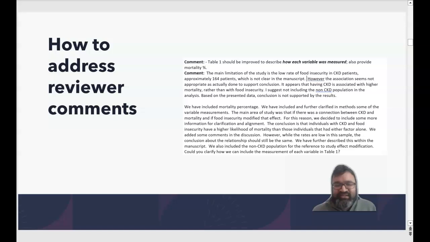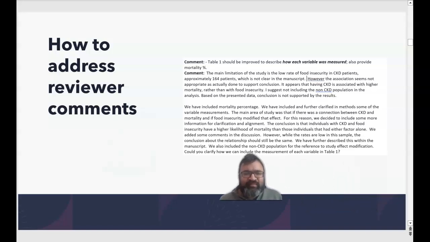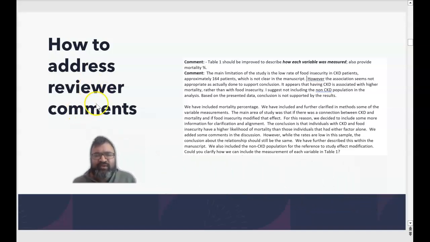So we're going to switch gears here to talking about how to address reviewer comments. So this is actually a reviewer comment that I was working on just last night. So this is fresh in my memory about what I did. And this was looking at understanding food insecurity, CKD, and overall mortality.